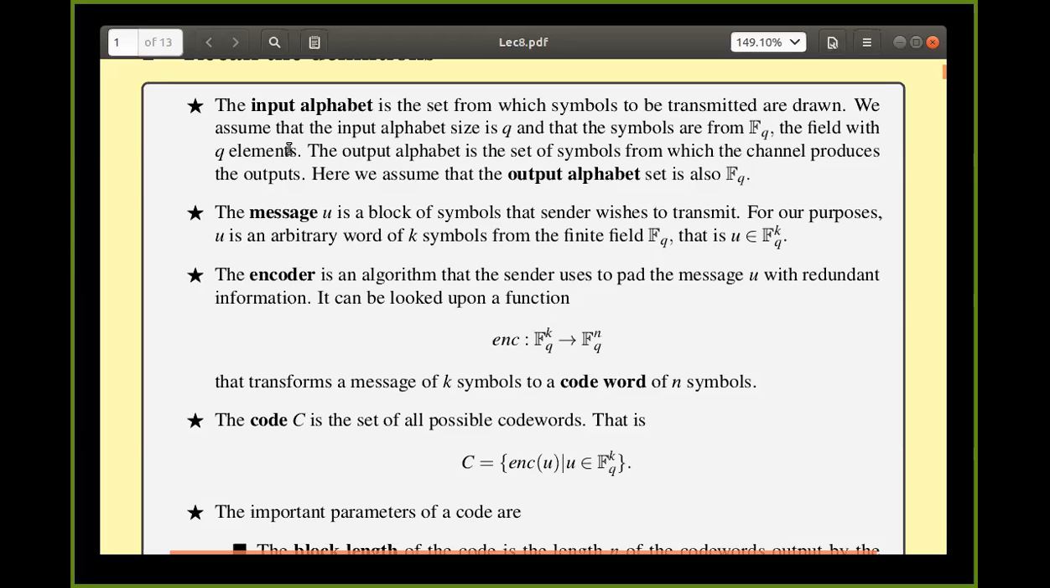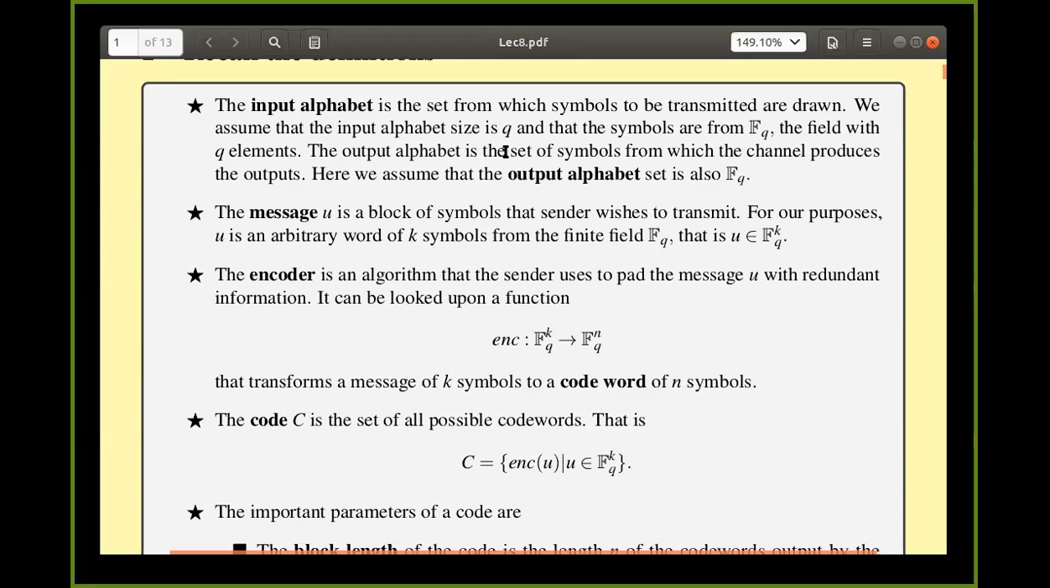The input alphabet is a set from which the symbols to be transmitted are drawn. We assume that the input alphabet is of size q. Generally we keep q, even if it is a finite field or not. The symbols are generally taken from F_q, the field with q elements. When you take the alphabet as F_q, there is a restriction on q, that q is of the form p to the power n for some prime p.